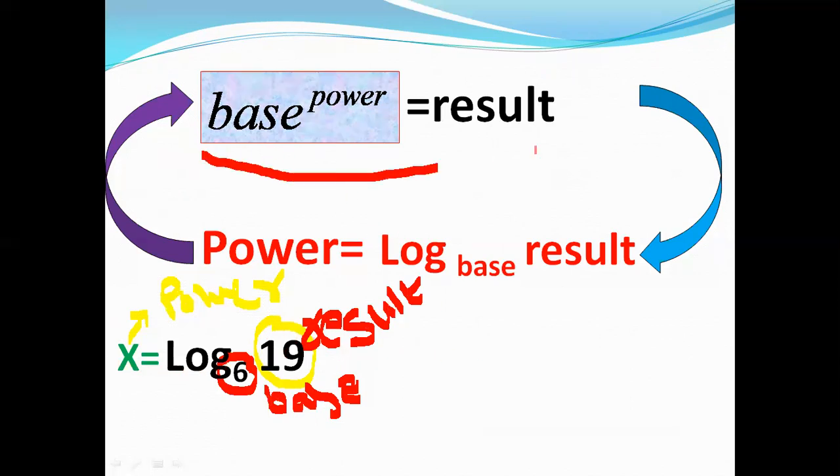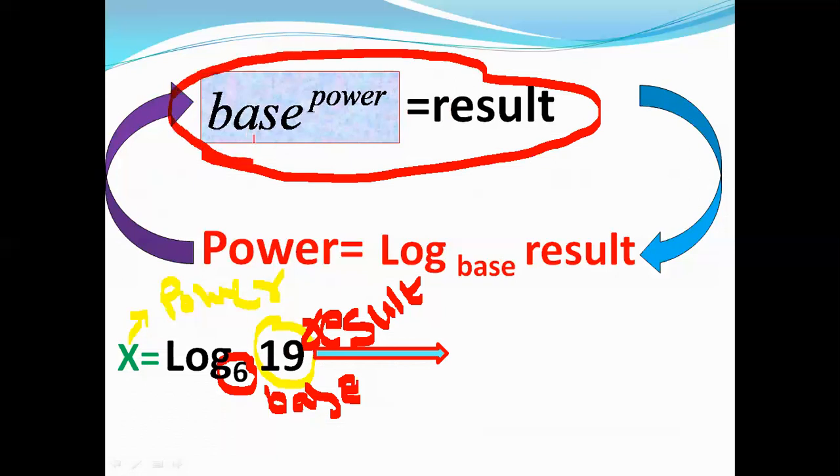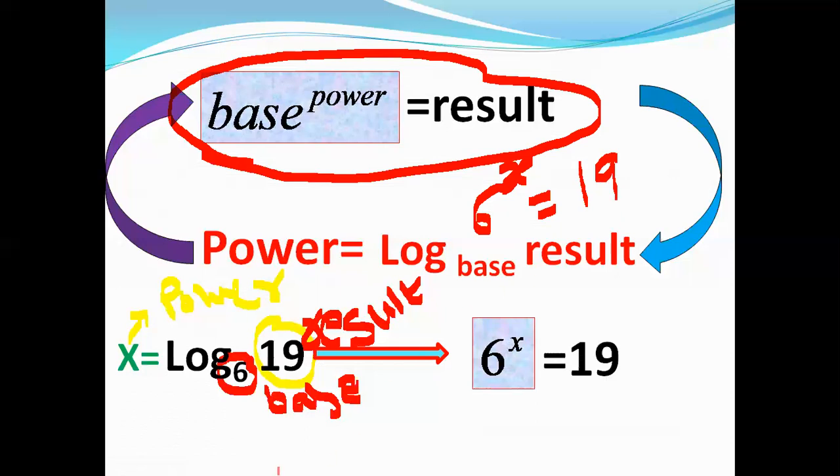What is exponential form? Base power is equal to result. In place of base, what is base here? 6. So you have to write 6, and in place of power, here power is x. So 6 power x is equal to, here what is result? 19. So 6 power x is equal to 19. Okay.